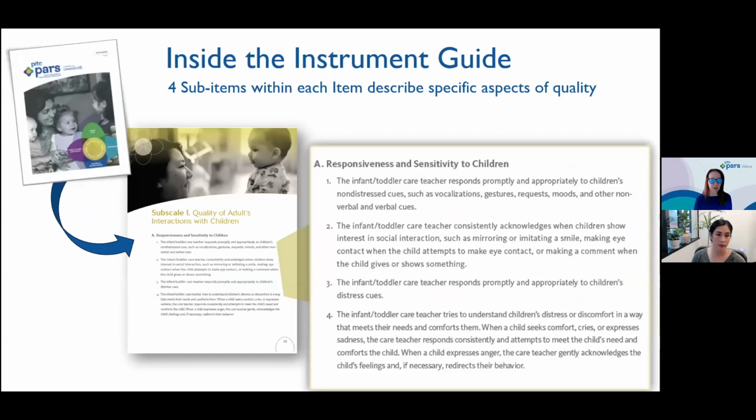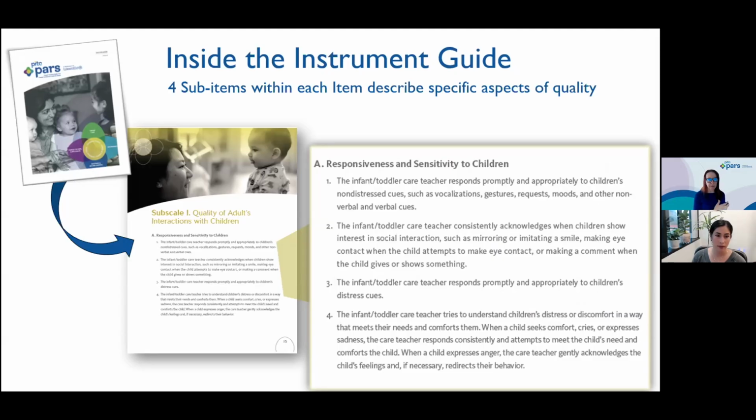So within each of the items, there are 4 sub-items. The 4 sub-items are statements that describe specific aspects of quality. An example here, under the item responsiveness and sensitivity to children, we see the 4 sub-items. We're not going to go through all of them, but I'm going to give you just a shorthand here. The first sub-item is the infant toddler care teacher responds promptly and appropriately to children's non-distressed cues, such as vocalizations, gestures, requests, moods, and other nonverbal and verbal cues.